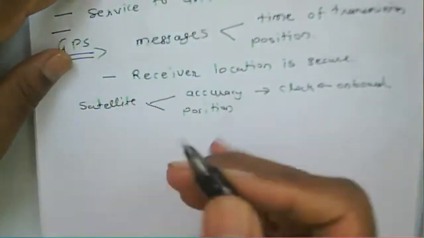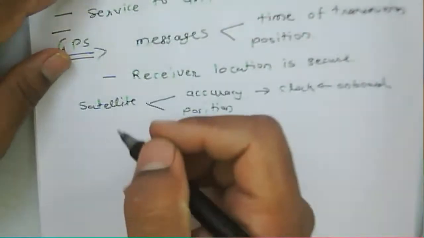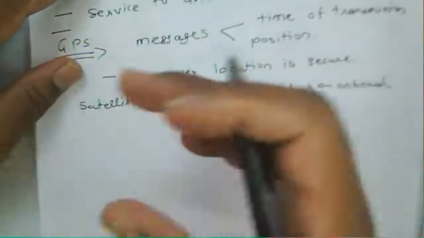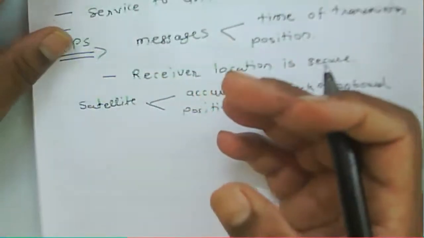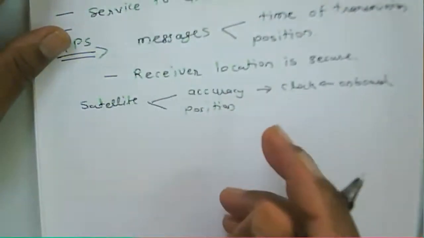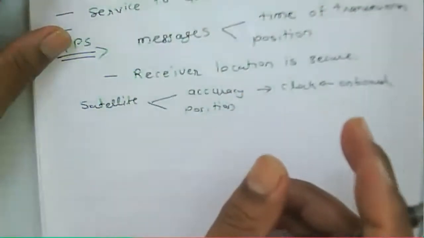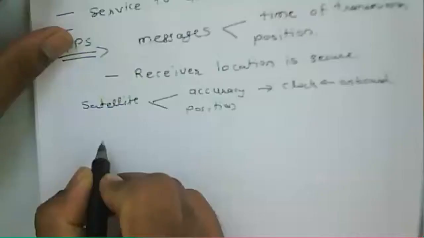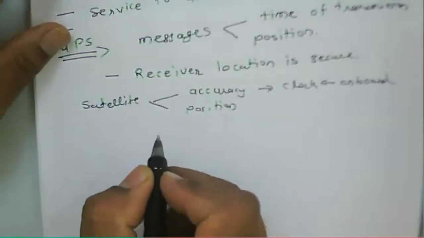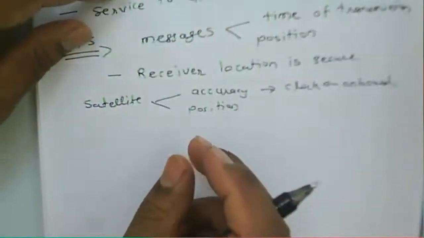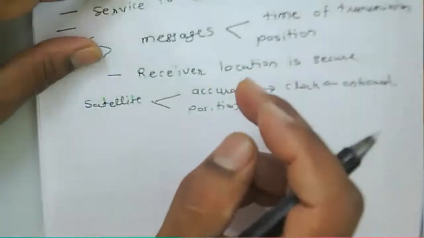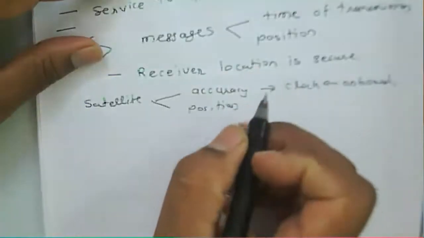So if you see any GPS receiver available on this Earth, that receiver requires a clock circuit, and that clock circuit is nothing but a low cost crystal oscillator and a receiver circuit. That's why that receiver is able to obtain the position or location at that particular place.